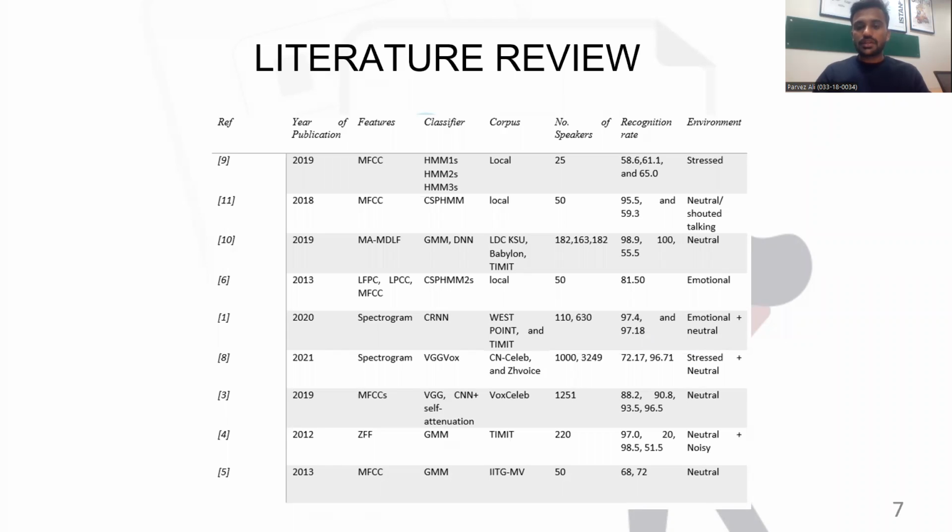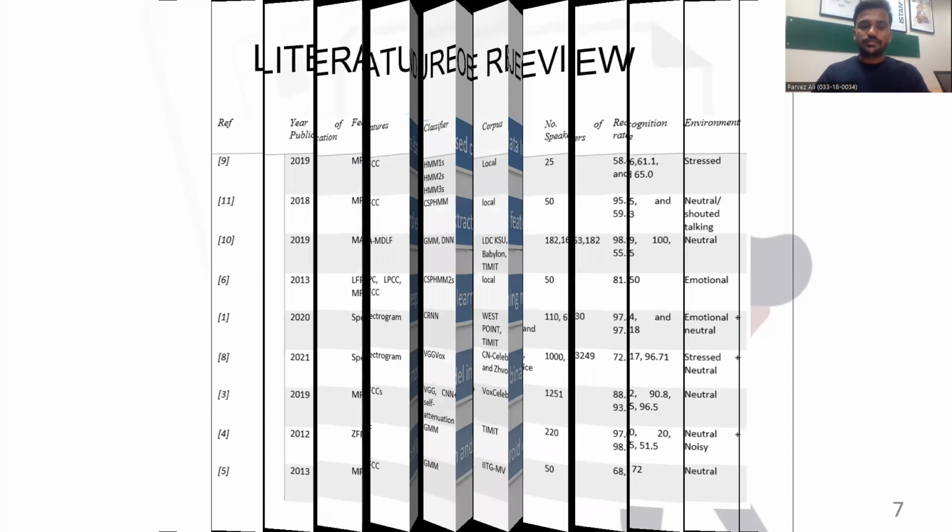And the recognition rate that they have given changes from 50% to 99%, which varies because of the environment that they have used to collect the data. If the environment is stressed or noisy, then the accuracy rate decreases. And if the environment is quiet or noise-free, then the recognition rate increases. And the speakers that they have considered are from 25 to 3,500 speakers.